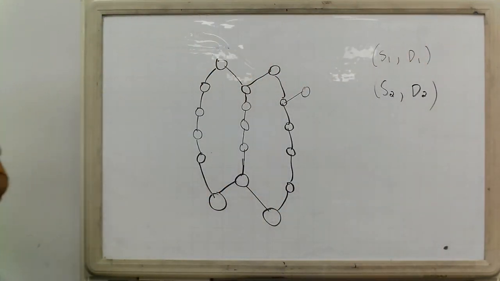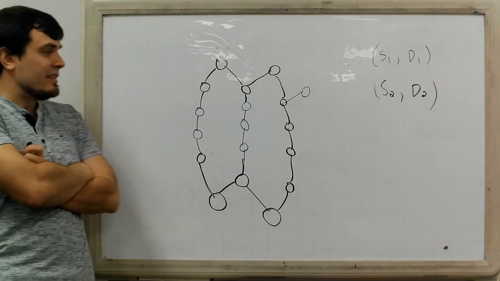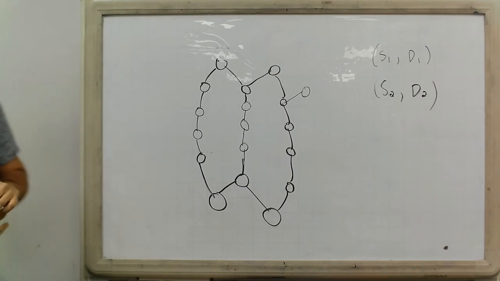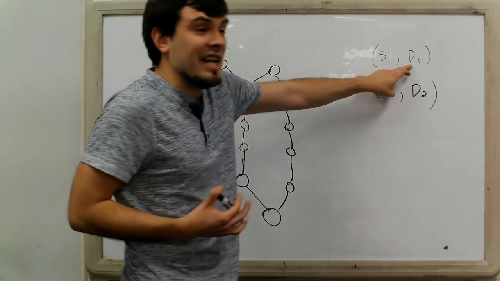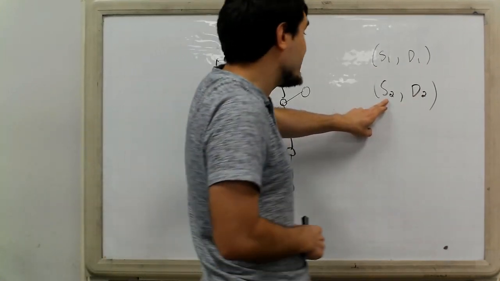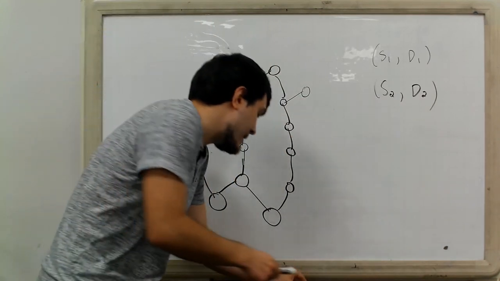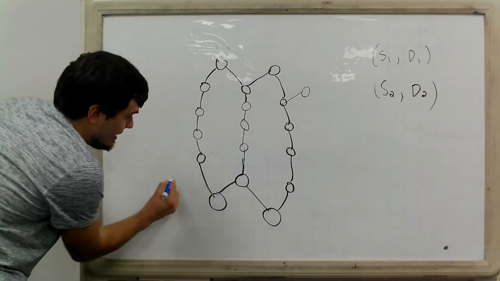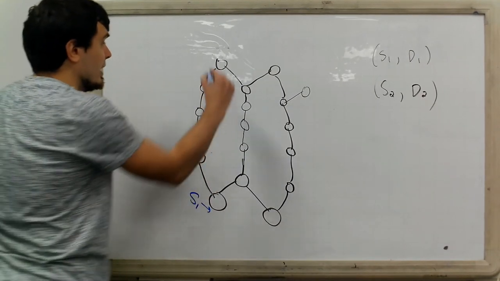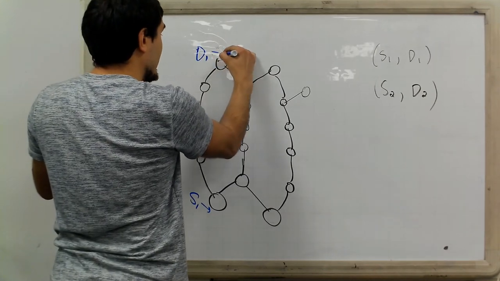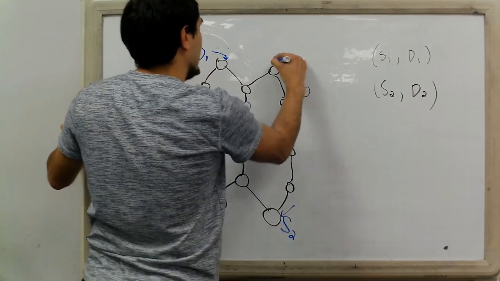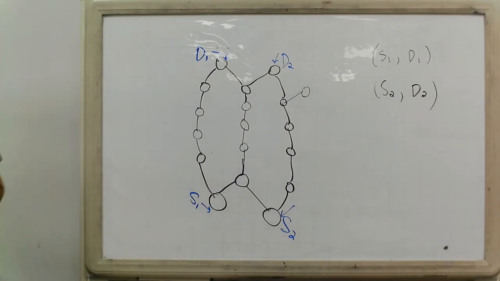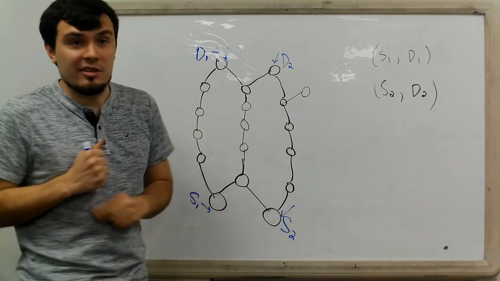And basically, the problem is posed like this: delete the maximum number of edges from the graph, such that this source is still connected to this destination, and this source is still connected to this destination. So, for example, here I provide you with this S1 here, and this D1 here, and this S2 here, and this D2 here. So I want to delete as many edges from the graph as I can, such that S1 is still connected to D1, and S2 is connected to D2.